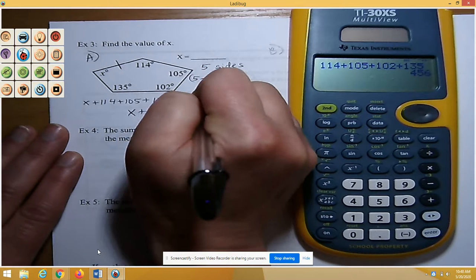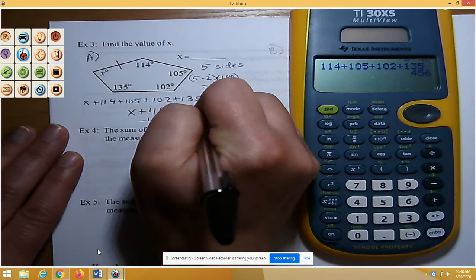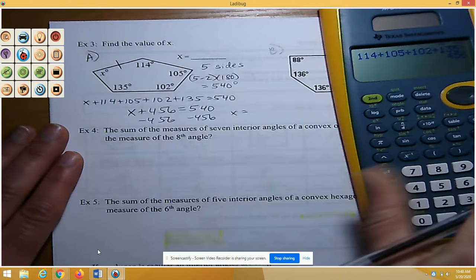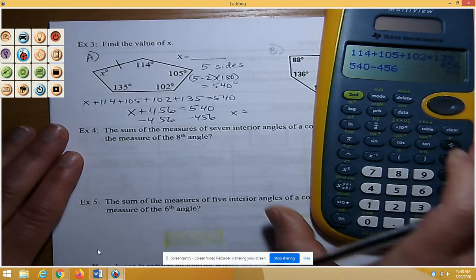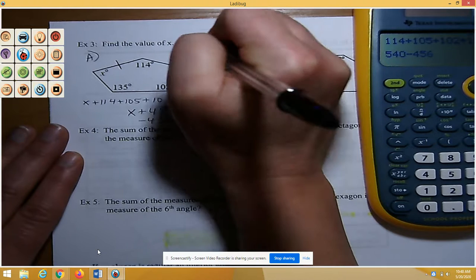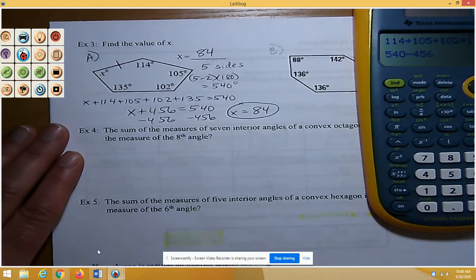So x plus 456 equals 540. So I subtract 456, and I'm going to get x equals 84. And that's an angle that I can get my head around. So it's between 0 and 180 degrees. You wouldn't want an angle to be more than 180 degrees, and certainly you wouldn't want a negative angle.